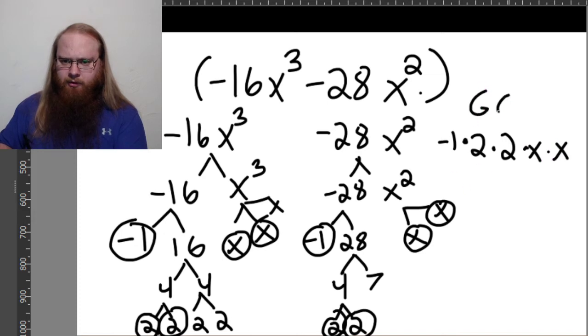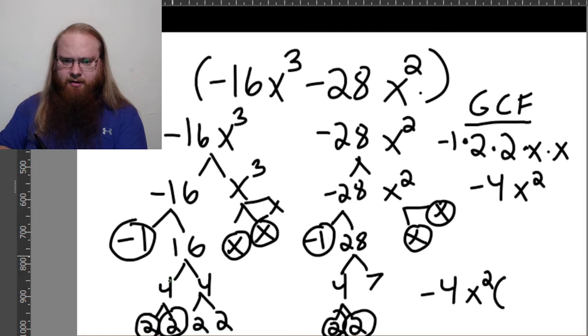So our GCF is going to become negative 4x squared. That's going to go on the outside of the parentheses. On the inside, we're left with what's not circled here. 2 times 2 times x, which is 4x. Now, because we took the negative sign out, this is now going to become a plus. Because when we take a negative out, what's left is a positive. So we're left with a positive 7 and nothing else. So it's going to be 4x plus 7.